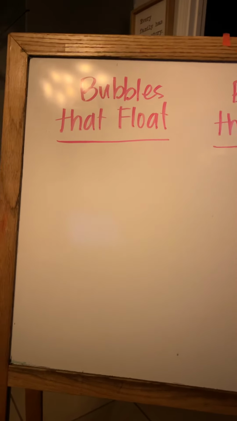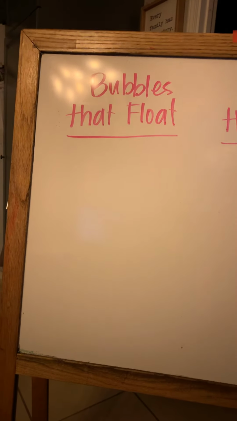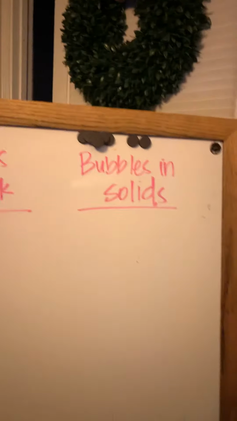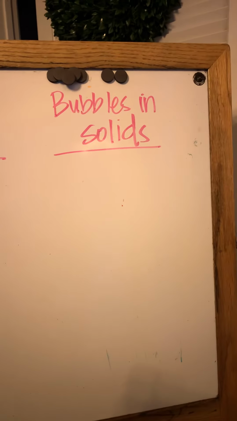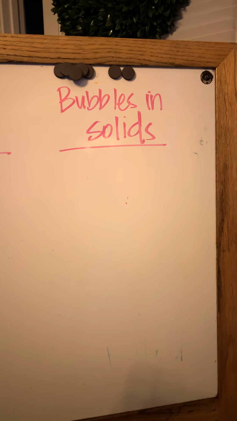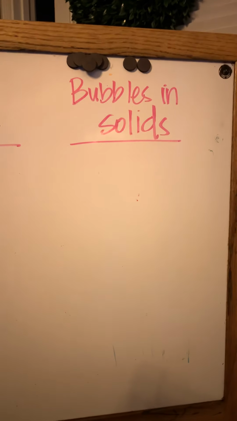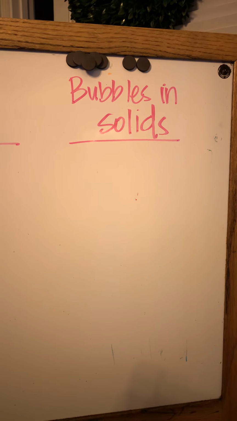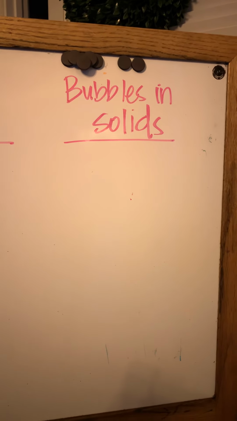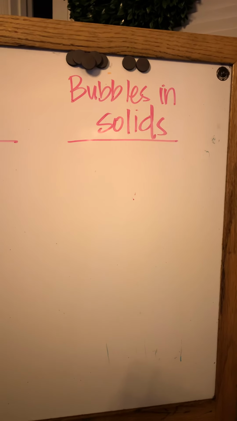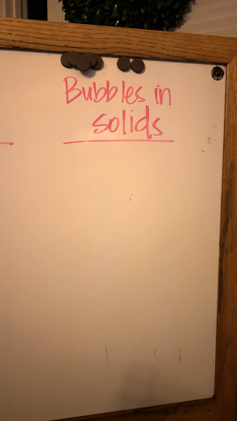Okay, so in our reading, we read that some bubbles float. We've learned that bubbles can stick. And we've learned that there are bubbles in solids. Okay, and a solid is like something that is like concrete. Something that is just like thick. It's not something that can be changed to a different form.